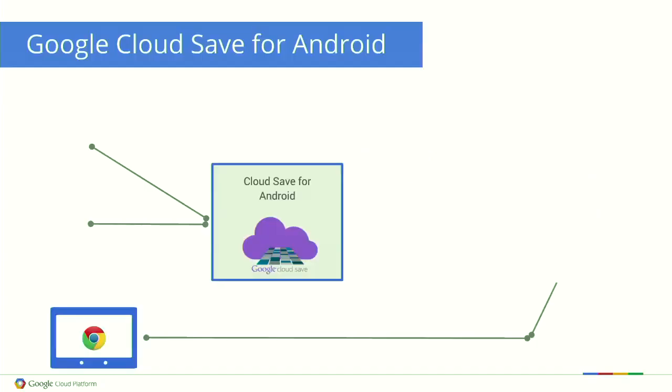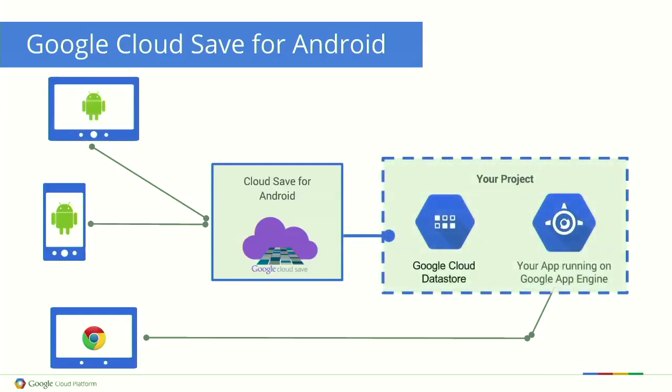And finally, saving mobile data. We have this thing called Google Cloud Save for Android, which will simplify the process of saving data from your mobile app just by sending it straight to an API. You'll say, store this data for this user, and that user anywhere can go back and retrieve that data.